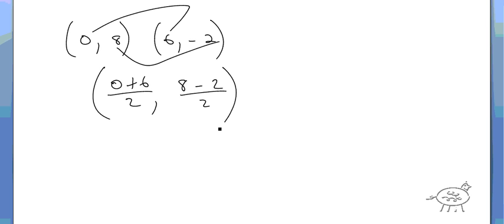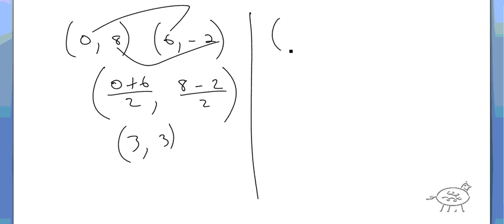All right, let's try another one here. 0 comma 8 and 6 comma negative 2. Okay, again, it's really easy. You add the x's together, so 0 plus 6 over 2, and add the y's together. 8 plus negative 2, or 8 minus 2 over 2. So easy. 6 over 2 is 3. All right, I kind of just did a little work together here really fast. 8 minus 2 is 6. 6 over 2 is 3. There we go. 3 comma 3 is the middle of those 2 points.